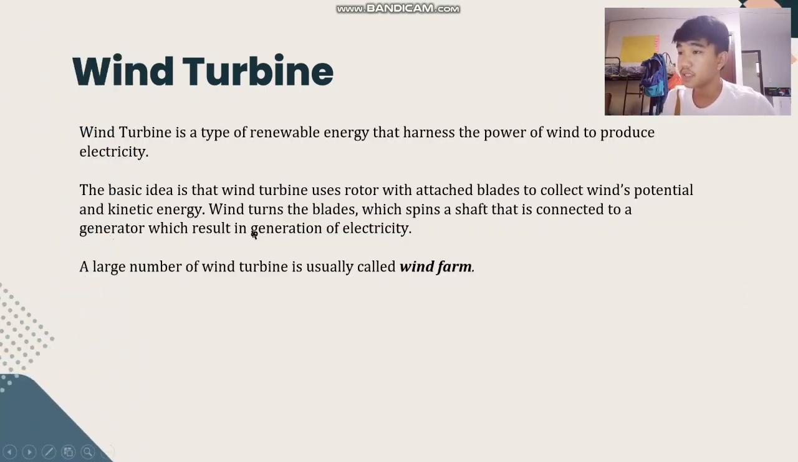The wind turbine is a type of renewable energy that harness the power of wind to produce electricity. So, the basic idea is that wind turbine uses rotor with attached blades to collect wind's potential and kinetic energy. Wind turns the blades, which spins a shaft that is connected to a generator, which results in generation of electricity. So a large number of wind turbine is usually called the wind farm.